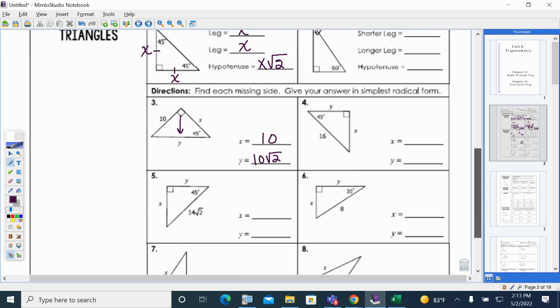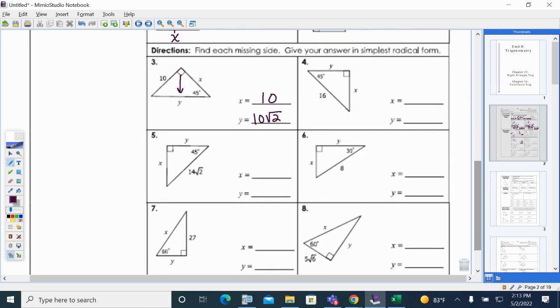Looking at example number 5, we have the measure of the hypotenuse. And to go from the hypotenuse back to a leg, we're going to divide by the square root of 2. So if I take the 14, the length of the hypotenuse, and I divide by the square root of 2, we're going to get 14. And again, both sides are 14 because the legs in a 45, 45, 90 are congruent.